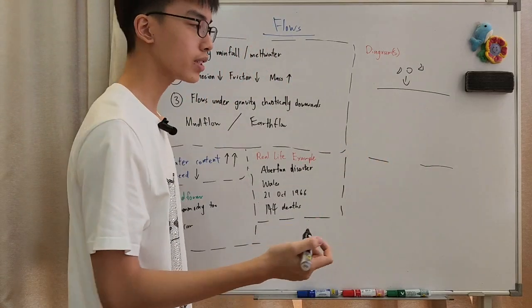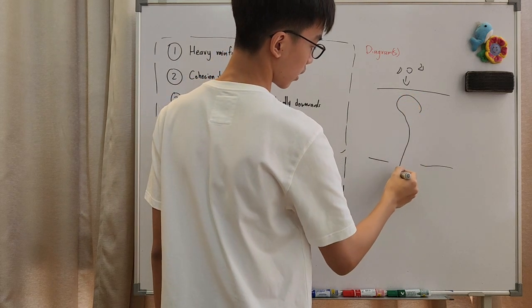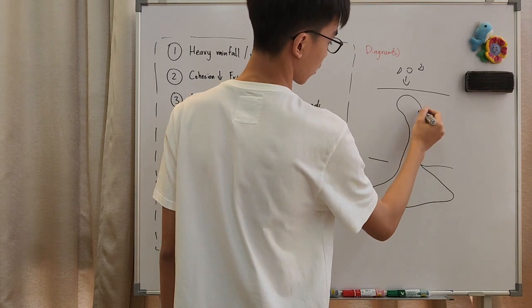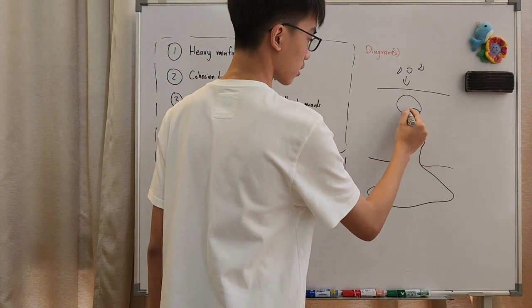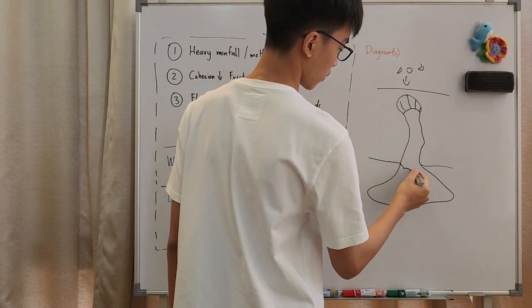So this is how you draw it. So you kind of draw like this, and then flowing out. Kind of this. And then you draw this as like a cliff, and you can end this off with like that.